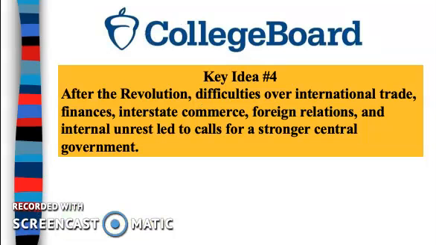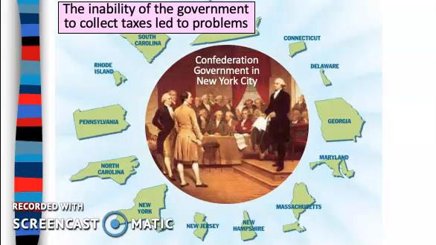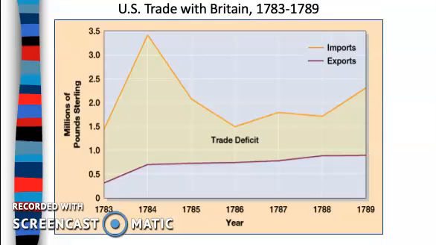Bringing us to key idea number 4. After the Revolution, difficulties over international trade, finances, interstate commerce, foreign relations, and internal unrest led to calls for a stronger state government. Now, as we've mentioned before, the inability of the government to collect taxes led to many problems. For instance, the trade deficit and the national debt continued to grow.